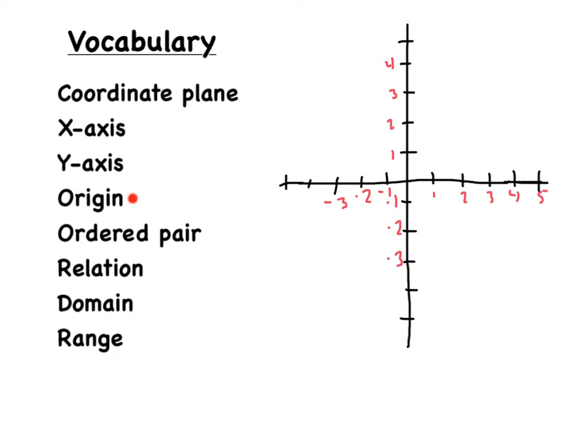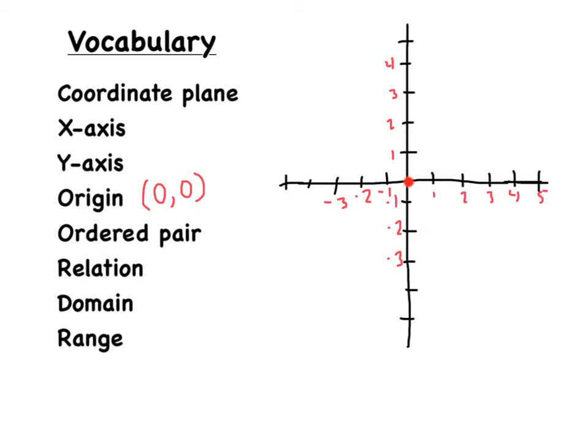The origin. Origin is where both the x and the y-axis meet. Right here, right in the middle, right where they cross. This is labeled as (0, 0). This is important. (0, 0) is always going to be the origin, right where they meet.